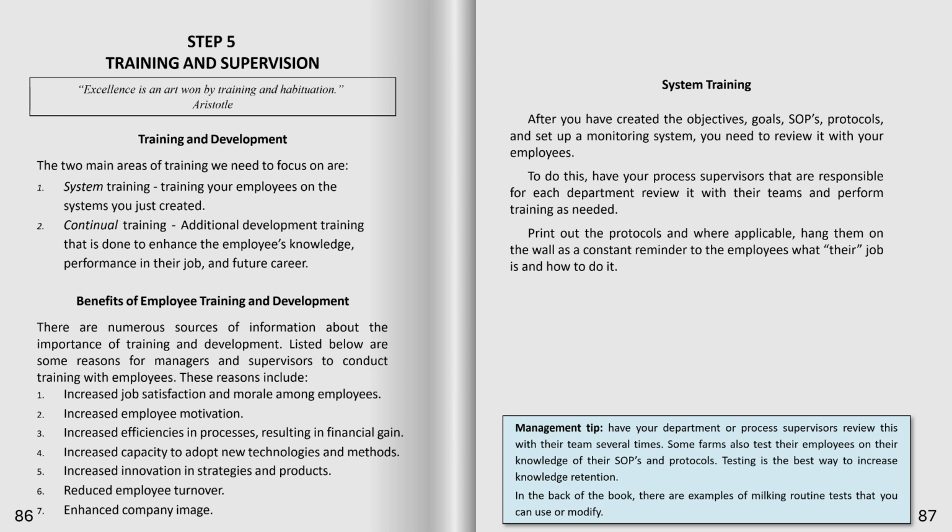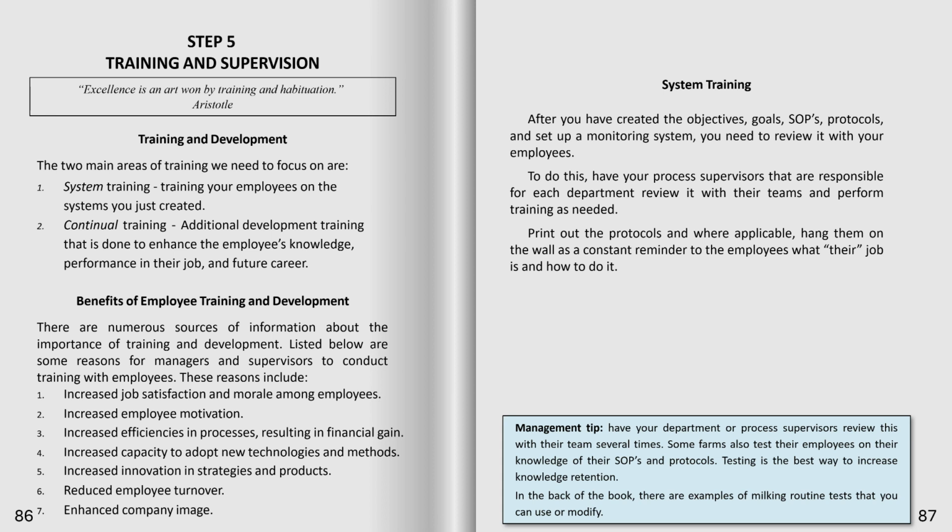System training. Training your employees on the systems you just created. 2. Continual training. Additional development training that is done to enhance the employee's knowledge, performance in their job, and future career. Benefits of employee training and development.